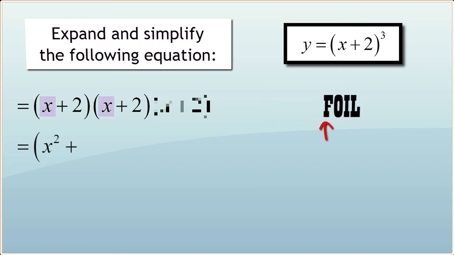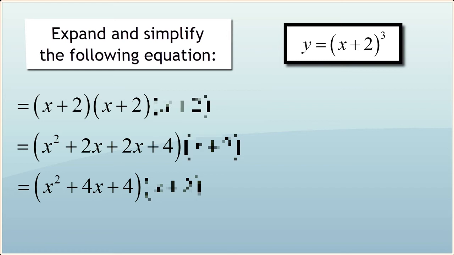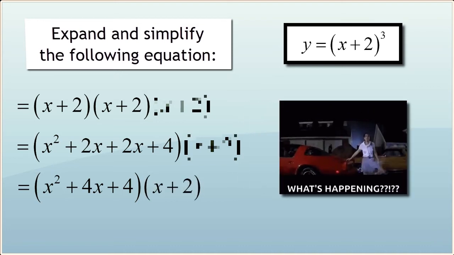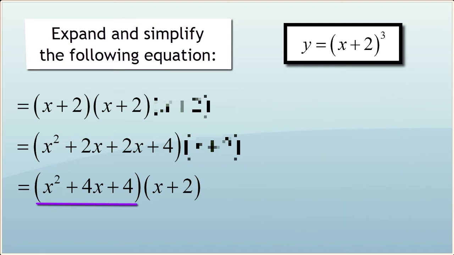Multiplying the first, outer, inner, and last terms, and simplifying, results in x squared plus 4x plus 4. Now we need to combine these terms with another iteration of x plus 2. This can seem intimidating because there are so many terms to deal with. I like to focus on the first set of brackets and use that as my starting point.